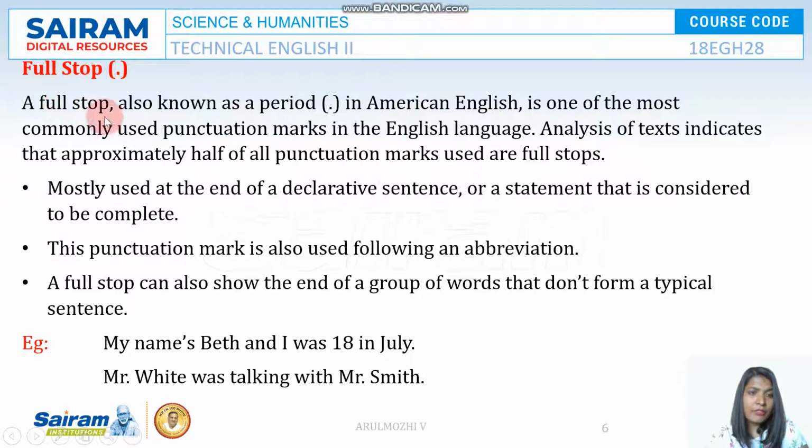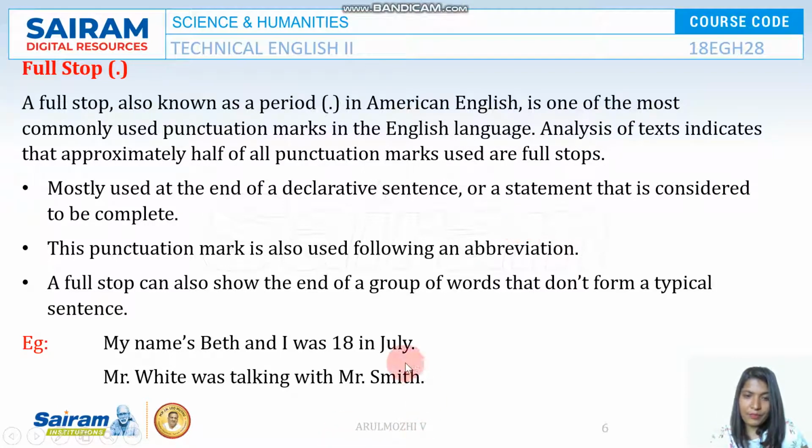Take for example, a full stop, also known as period in American English, is one of the most commonly used punctuation marks in the English language. Full stop, pause. Analysis of text indicates that approximately half of all punctuation marks used are full stops. Okay, so pause. Mostly used at the end of the declarative sentence, or a statement that is considered to be complete. Full stop. So whenever you put a full stop, it means that you have to give a pause there.